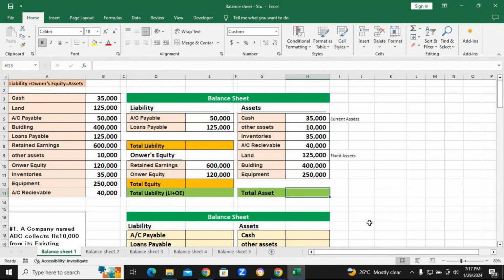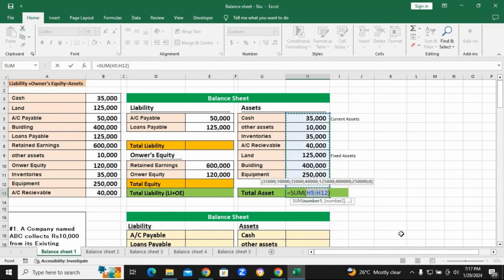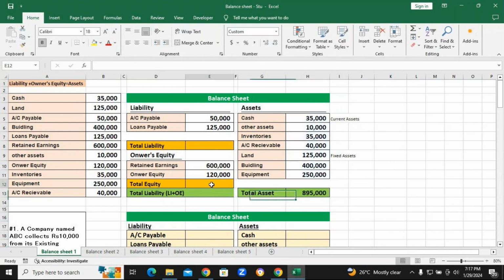So I need to add these asset values and all. I'll just type in alt equals enter. So here I'll come. First I need to total the liabilities. Then I have to total the equity. So then total liabilities equals total liability plus total equity. So both the sides, the values should match.